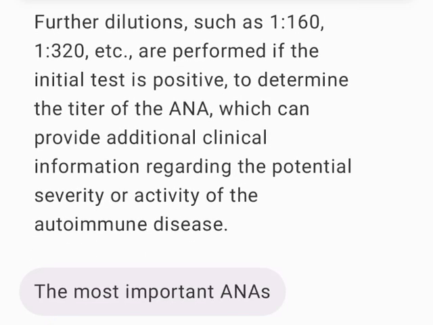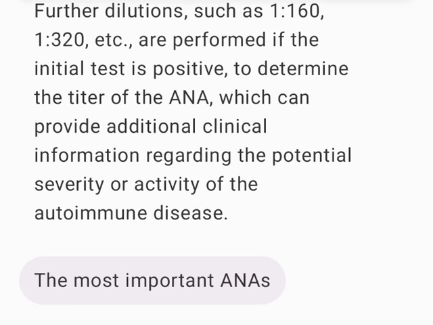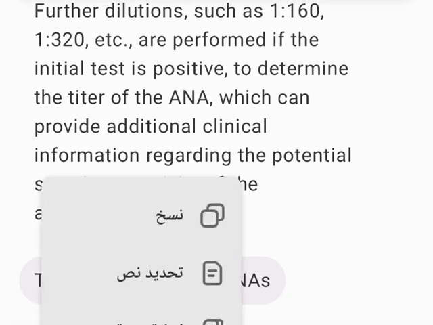Further dilutions, such as 1 to 160, 1 to 320, etc., are performed if the initial test is positive to determine the titer of the ANA, which can provide additional clinical information regarding the potential severity or activity of the autoimmune disease.